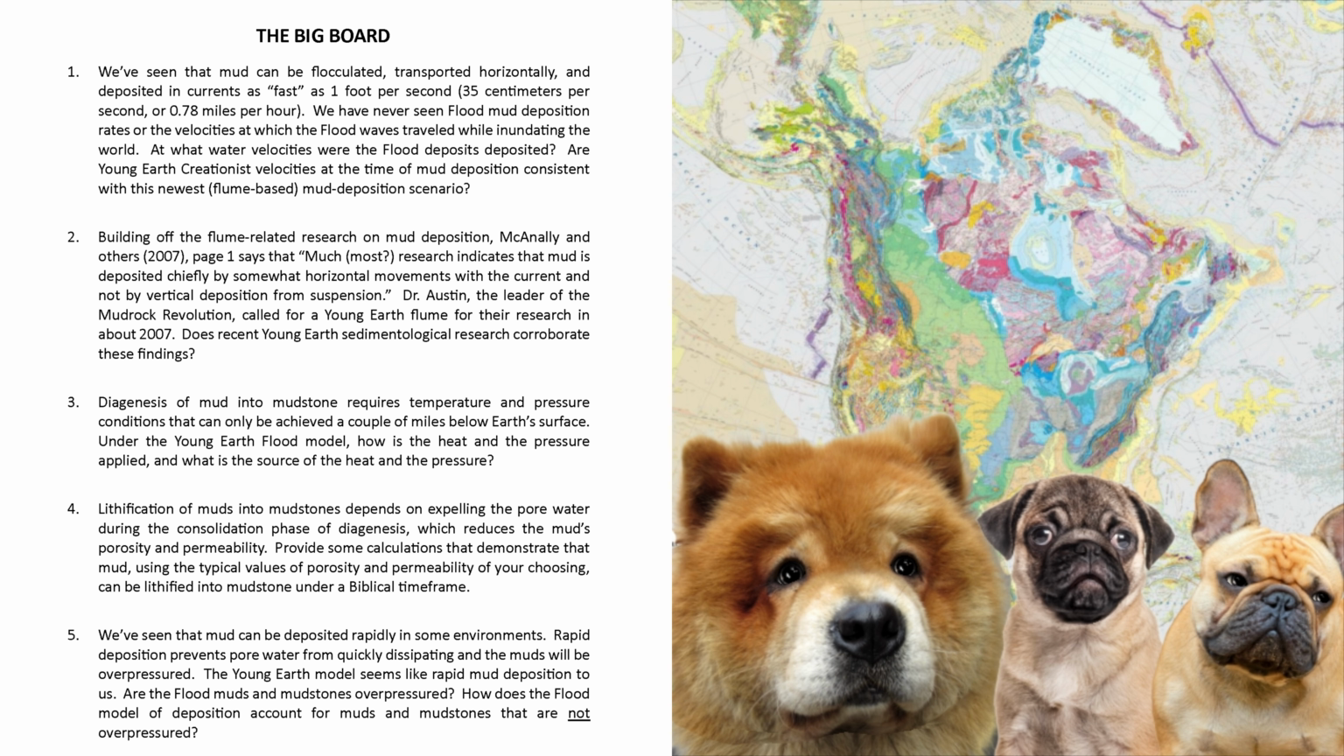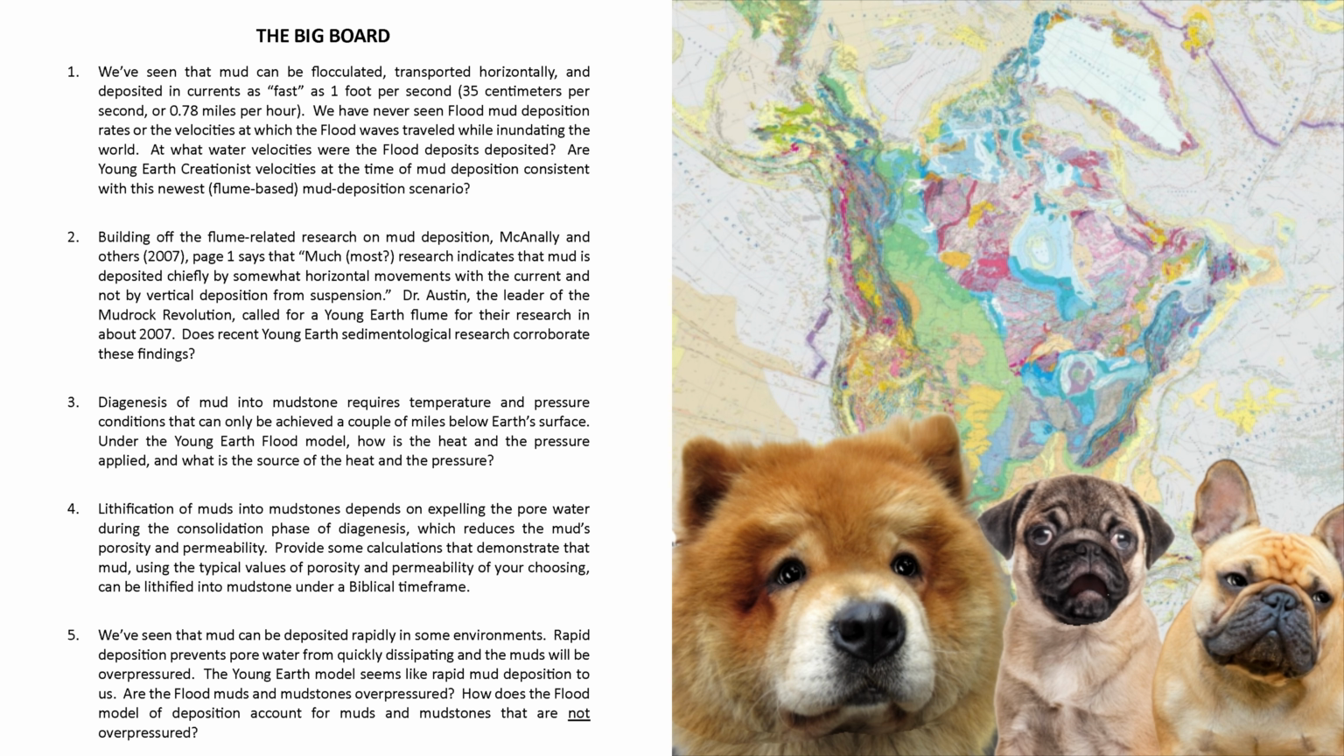3. Diagenesis of mud into mudstone requires temperature and pressure conditions that can only be achieved a couple of miles below Earth's surface. Under the young Earth flood model, how is the heat and the pressure applied, and what is the source of the heat and the pressure? 4. Lithification of muds into mudstones depends on expelling the pore water during the consolidation phase of diagenesis, which reduces the mud's porosity and permeability. Provide some calculations that demonstrate that mud, using the typical values of porosity and permeability of your choosing, can be lithified into mudstone under a biblical time frame.